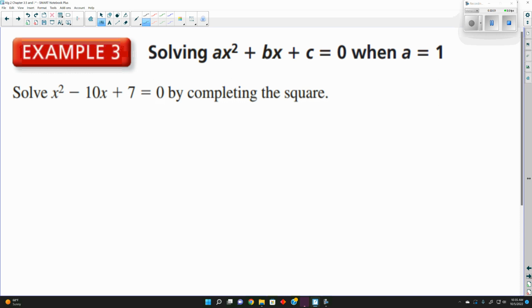So we're going to run through this here. Now we look at this here, x squared minus 10x plus 7. Is the number in front of x squared 1? Well, yes. So that moves us to step 2. We want to get the constant terms on one side. So we can subtract 7 from both sides.